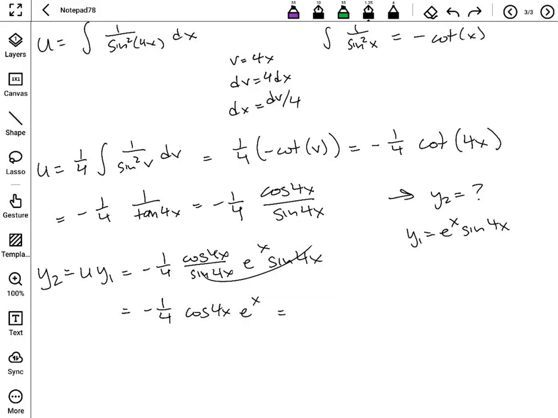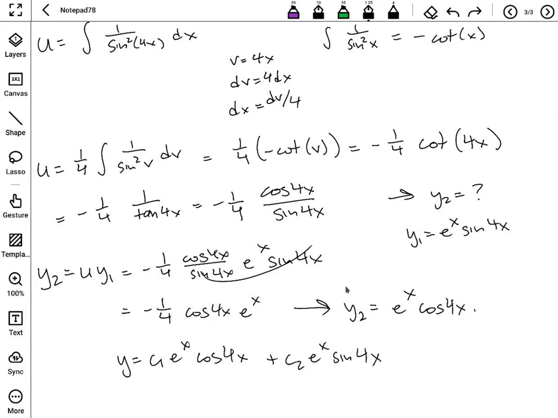And constants don't matter when I'm finding fundamental solutions because I always multiply by C1, C2 in my final answer. So I could just say that y2 is e to the x cosine 4x. And my general solution would be y is C1 e to the x cosine 4x plus C2 e to the x sine 4x. I did swap the numbering on you here. This is y1 and this is y2, but the order doesn't matter.